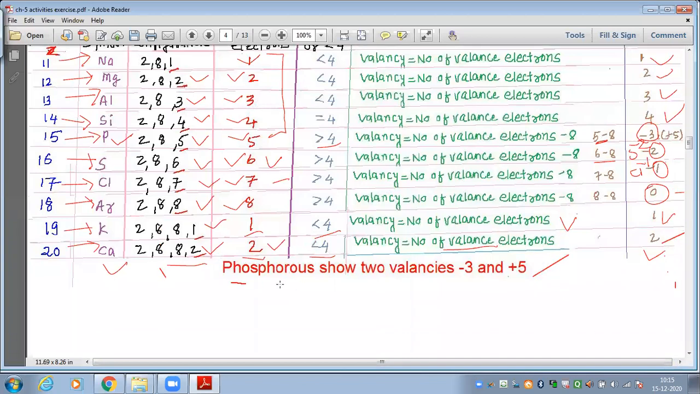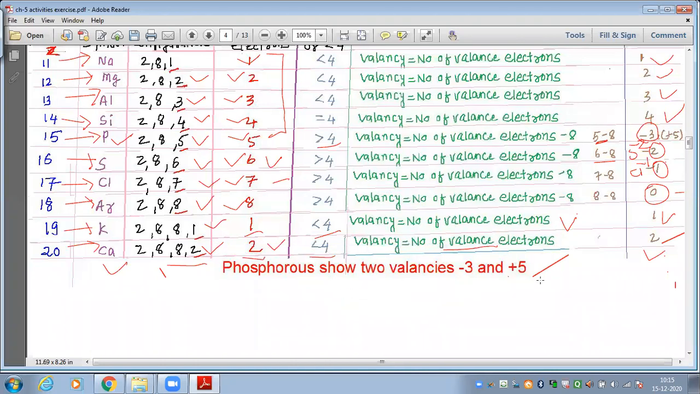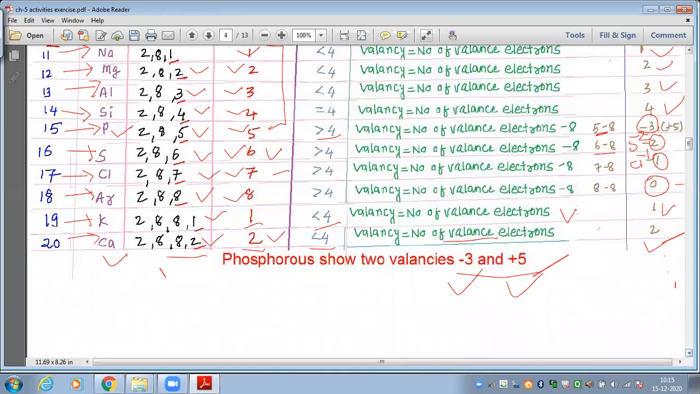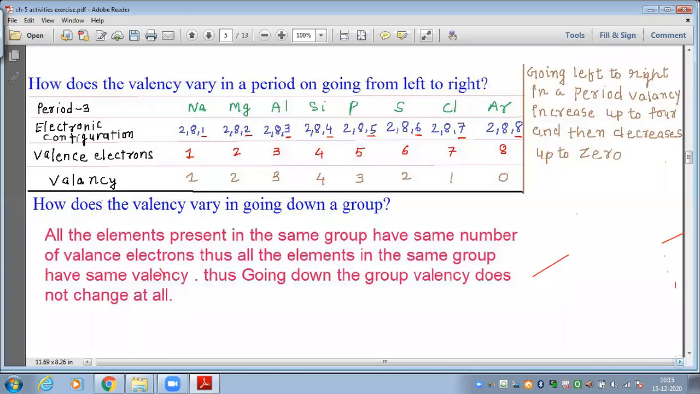So my dear students, looking at this, please remember one more exception here. In the last, from 1 to 10, we have seen one exception, that helium, which has 2 electrons, but still its valency is considered to be 0. Here phosphorus is an element which shows 2 valencies, that is valency 3 and 5. So phosphorus can make the valency 3 and 5. That is how we understand, and we need to remember it for answering various questions during the exam.